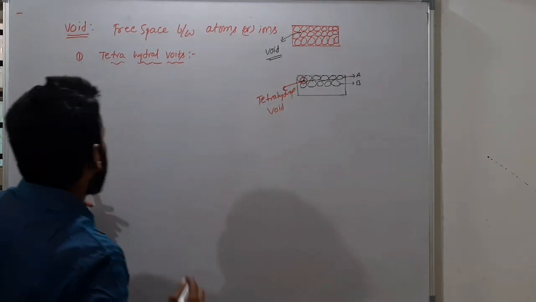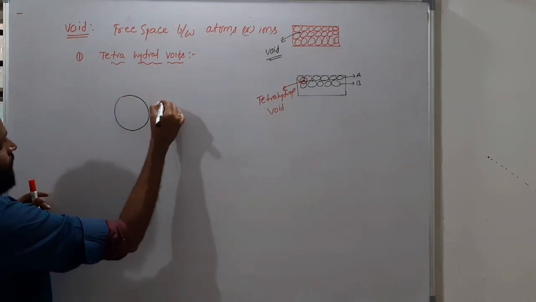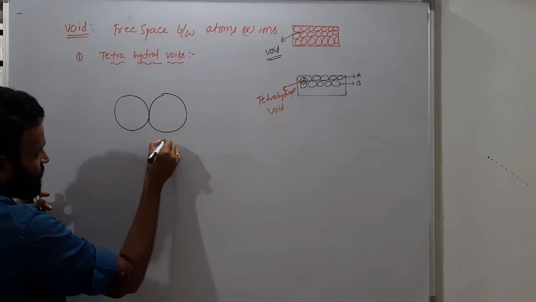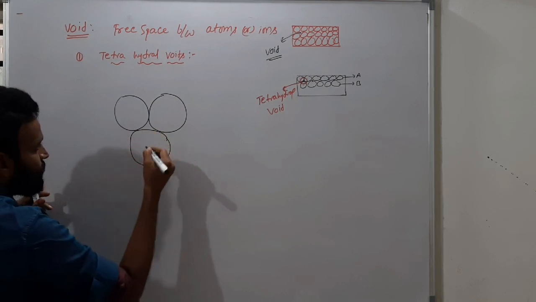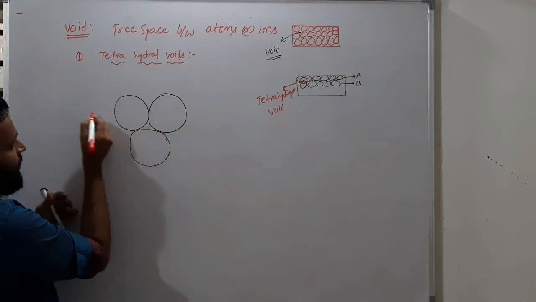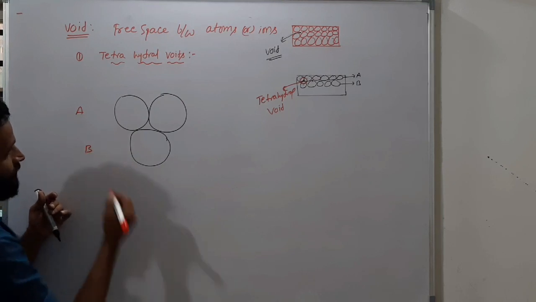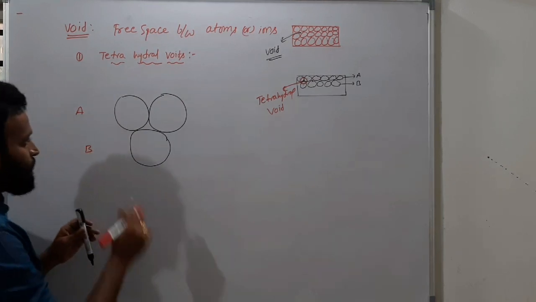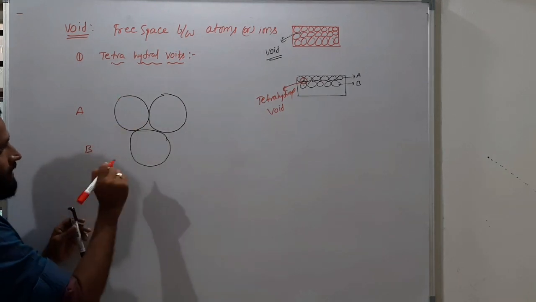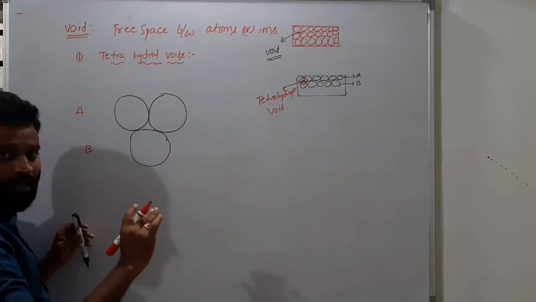So I will write somewhat bigger now. This is 1 and this is another, and this is the third atom, which belongs to the second layer. This is the A layer. These two atoms belong to the A layer, and this atom belongs to the second layer. Now if a third layer comes on these two like this, then a tetrahedral void will form.